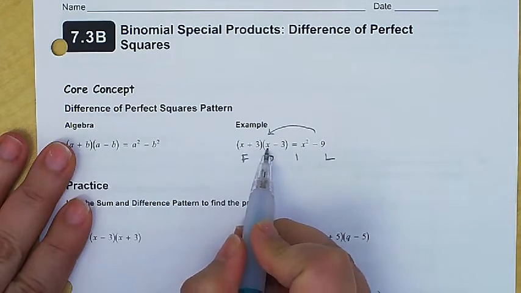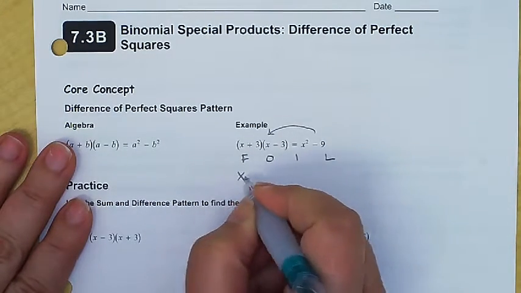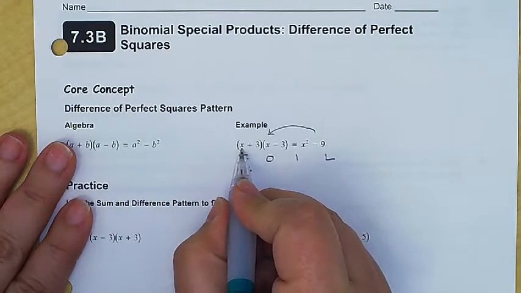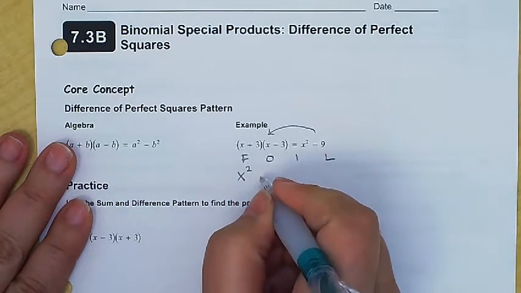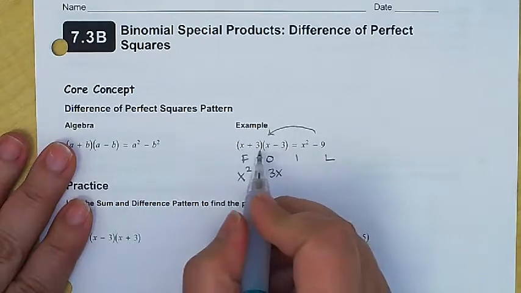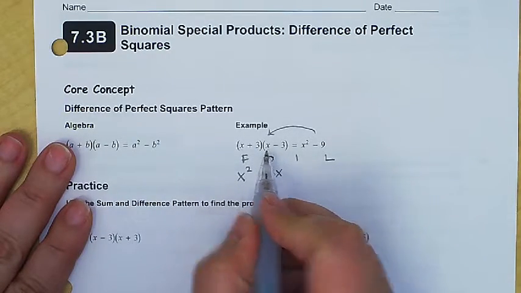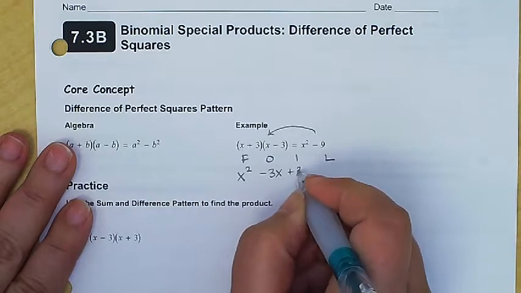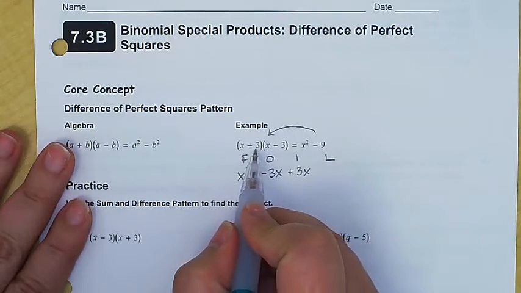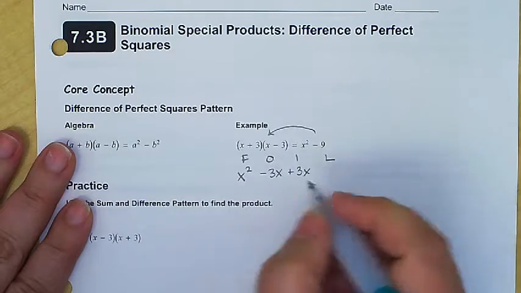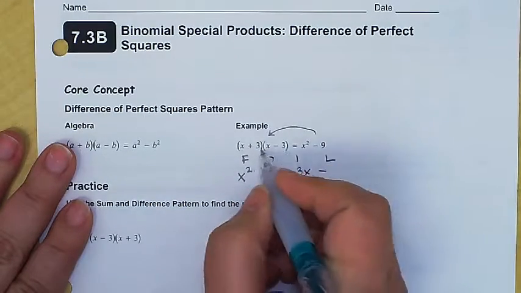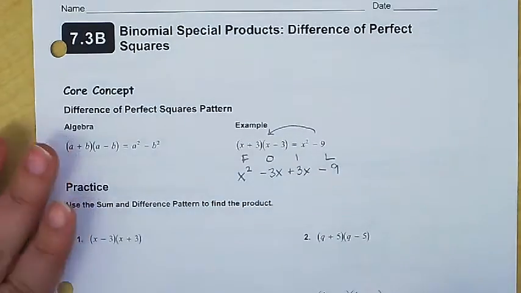I would do the product of my first two terms, x times x, that's x to the second power. Then my outer terms, in this case, x times a negative 3. So that's negative 3x. And then my inner terms, which are a positive 3 times x, which is a positive 3x. And then the last ones are a positive 3 times a negative 3. Well, a positive times a negative always gives us a negative, and 3 times 3 is 9.